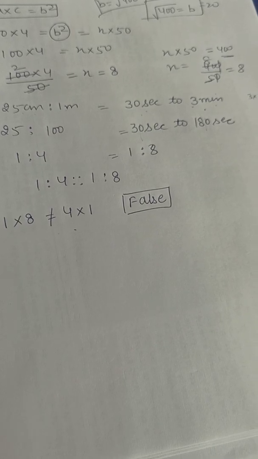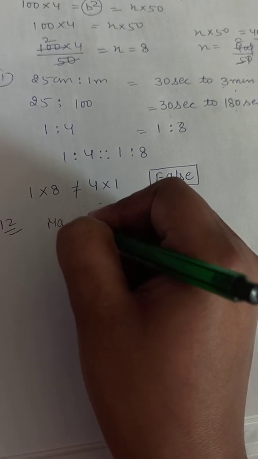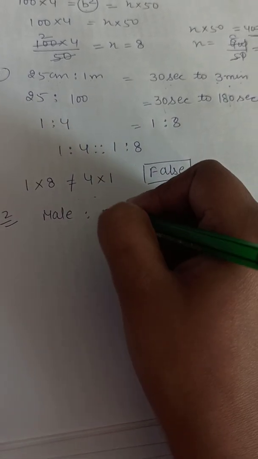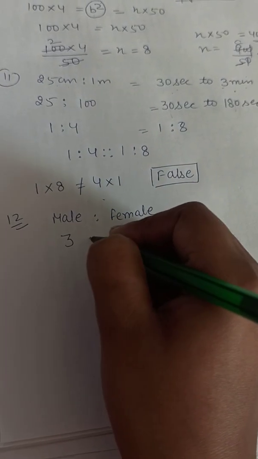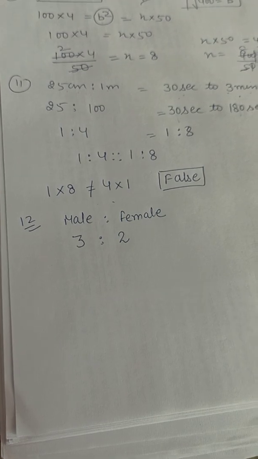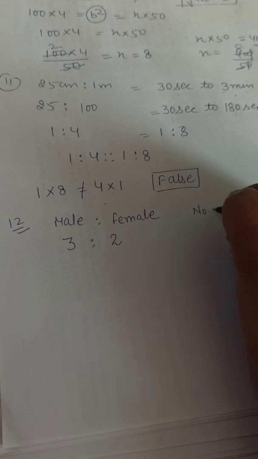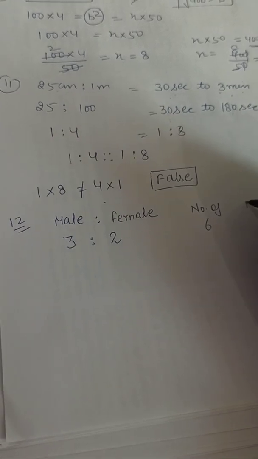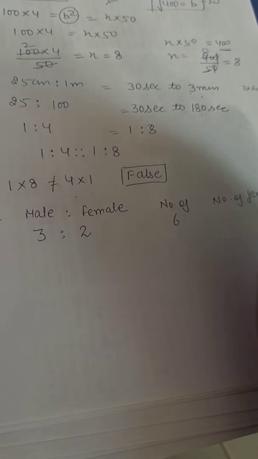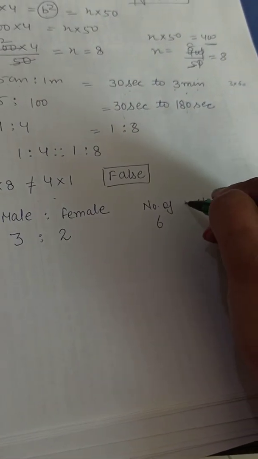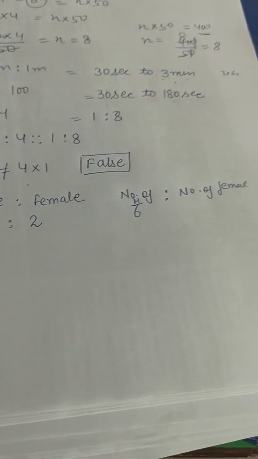In a family, the ratio of the number of males to the number of females, means the ratio is like this, male ratio female members, that is 3:2. If there are 6 males in a family, so now it is given that number of males is 6 and we need the number of females. Then the total number of members in that family. See, males we know 6. We have to find females.